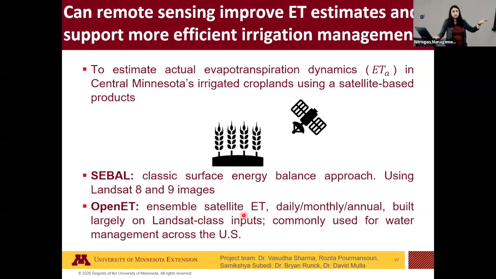One is SEBAL, which is Surface Energy Balance Algorithms for Land. It uses Landsat 8 and 9 images, and we process those and use surface energy balance rather than water balance and calculate the latent heat, which is evapotranspiration. And then the OpenET product, I don't know how many of you know about this. I'll show you one slide, but this is like ensemble satellite ET, again using surface energy balance approaches, but many models together, and then gives you a final product of what the crop evapotranspiration of your field is, using the same sources as SEBAL.